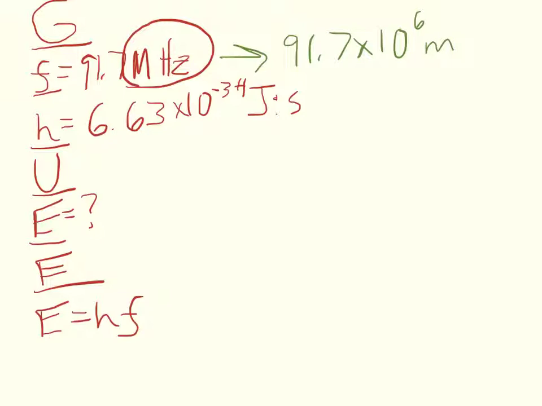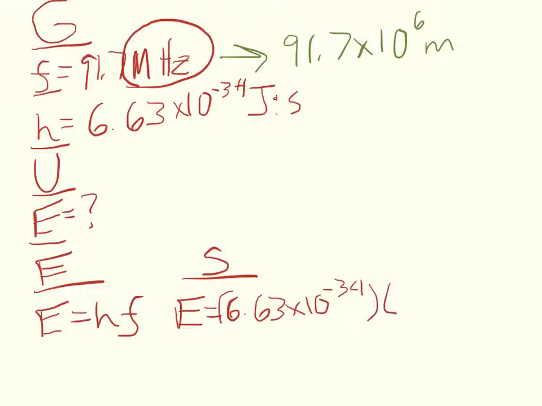So we move on to our first S, and first S is the substitute. The energy would be equal to h, which is 6.63 times 10 to the negative 34th, and all that would be multiplied by your frequency, which in this case is 91.7 times 10 to the 6th. Oh, hertz. Why would I put meter there? It's hertz. So I'll go back and change that real quick. And we know that this is joule seconds. Fantastic.